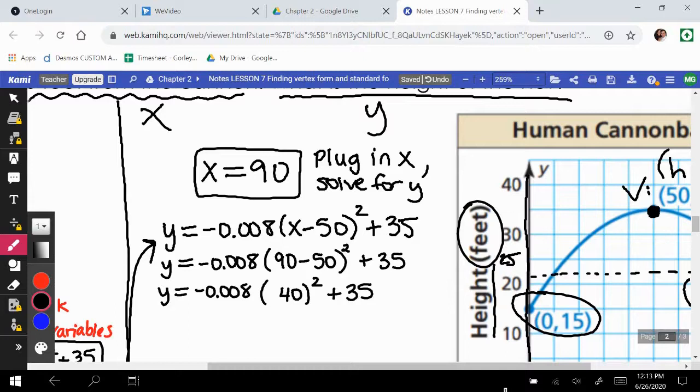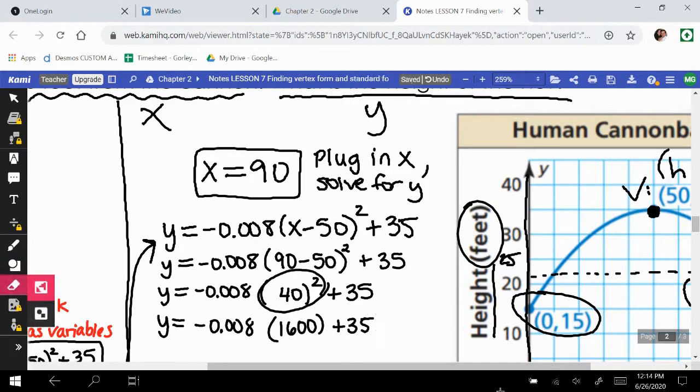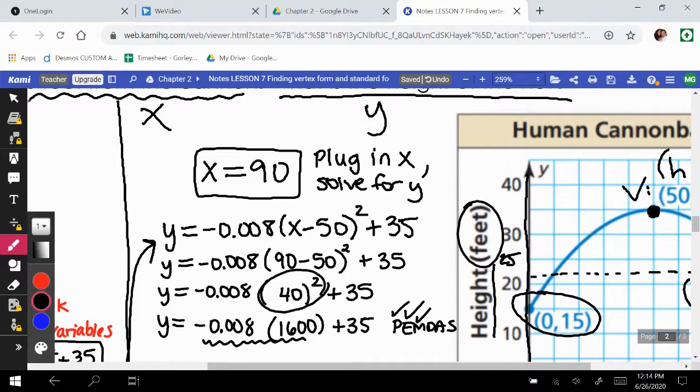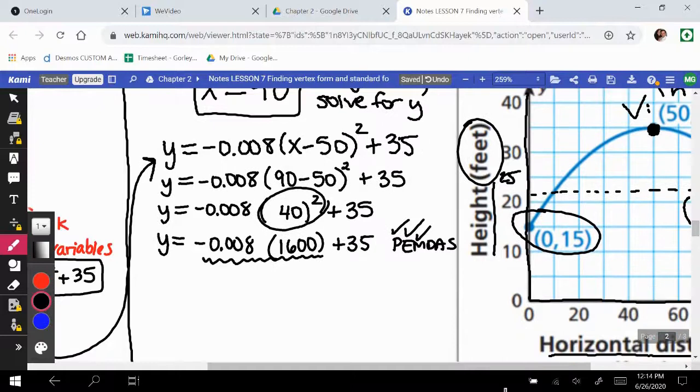Again, PEMDAS, after parentheses comes exponent, so I'm going to do the 40 squared. That's 1600. All right, so I'm just going to write this off to the side. We simplified the parentheses, we simplified the exponents. Now I've got to do the multiplication, so I'm going to do this part since I'm simplifying. Y equals, we're going to multiply that 1600 by negative 0.008, and we get negative 12.8.